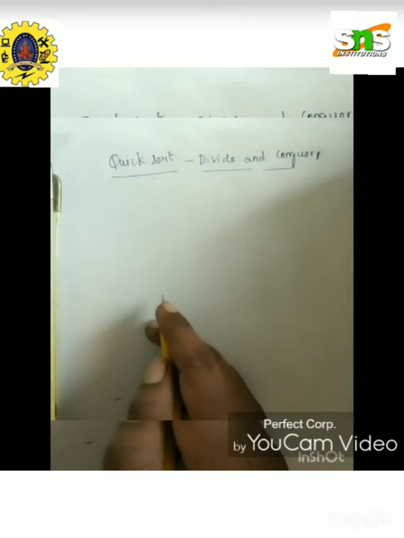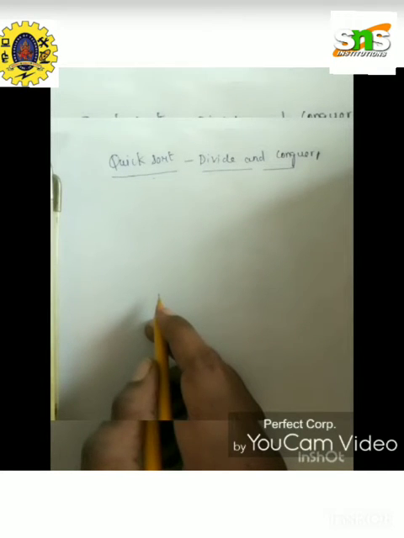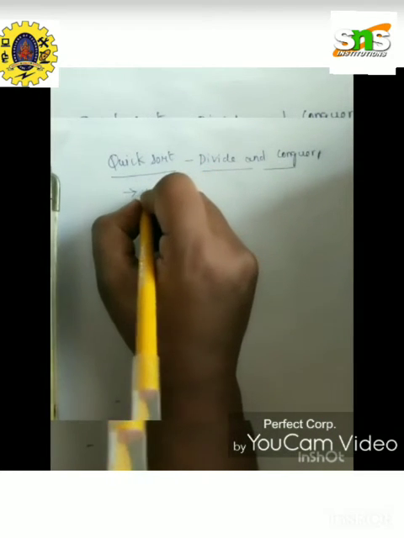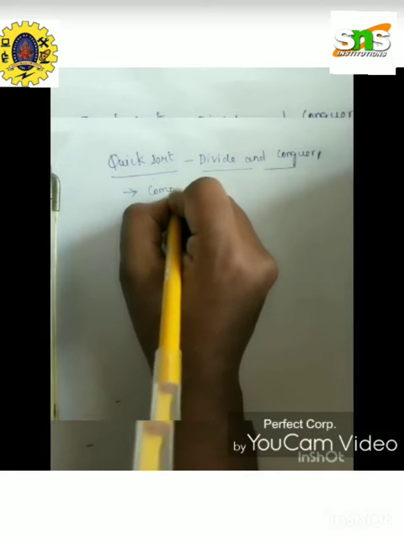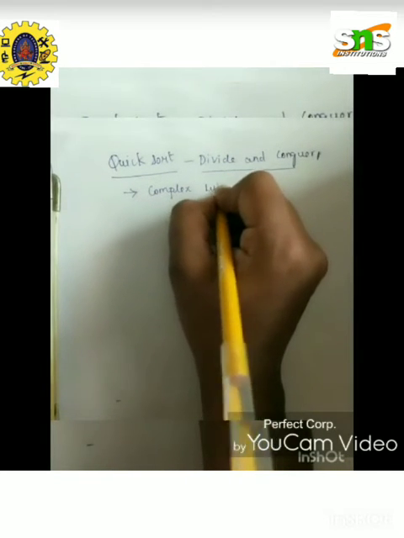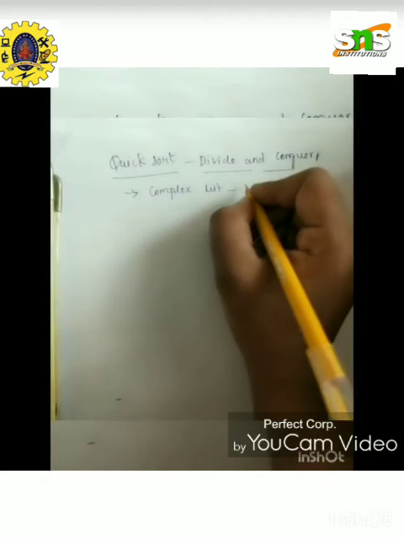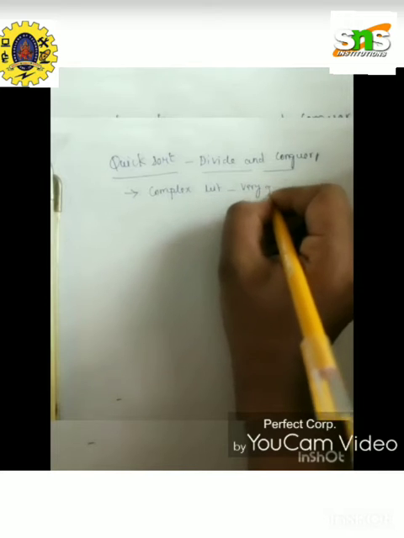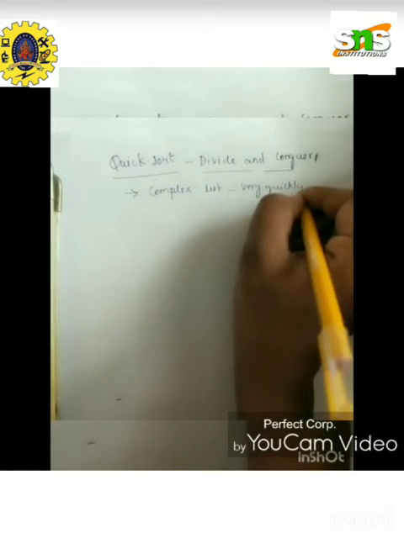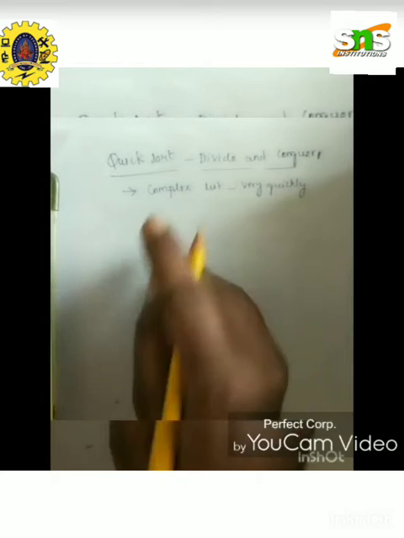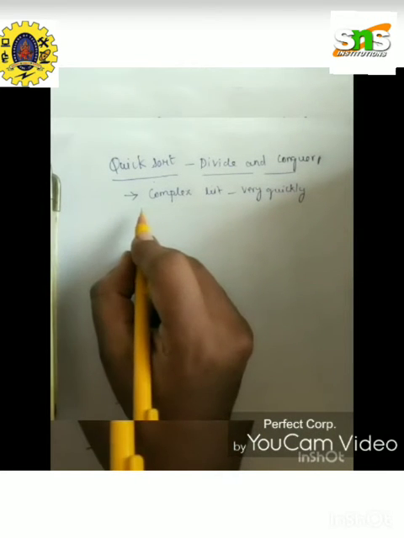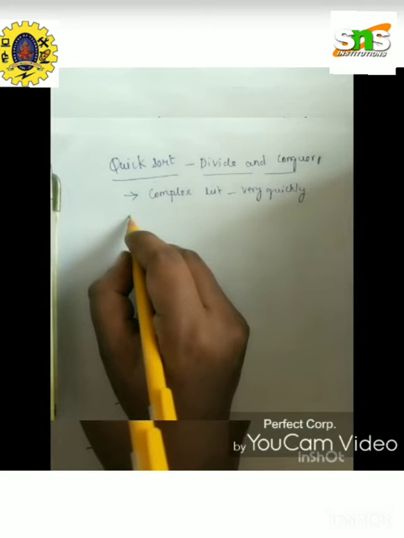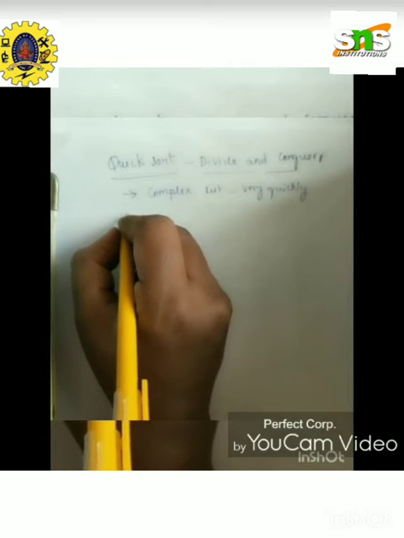So welcome to today's session on quicksort using divide and conquer. Quicksort is a technique to sort complex lists very quickly, and it is handled using a divide and conquer algorithmic strategy.